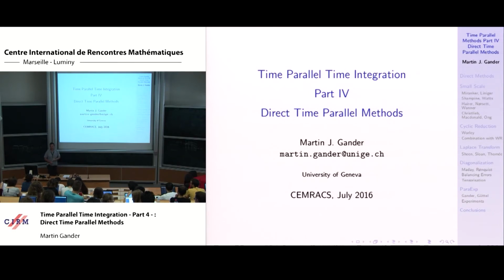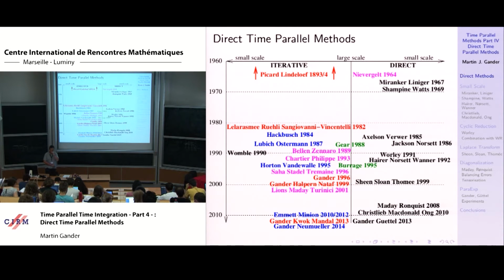So I will start the last, fourth lecture about direct time parallel methods. This is the same graph that we've seen 4 times now. The direct time parallel methods are more like small-scale methods. There are some that are getting large scale as well. These are the black methods on this transparency. You see there are many.